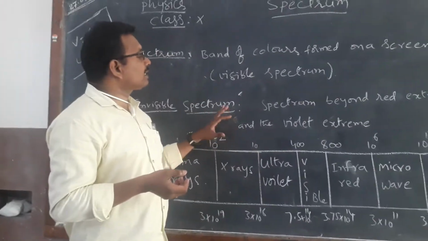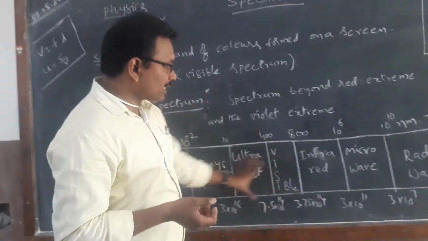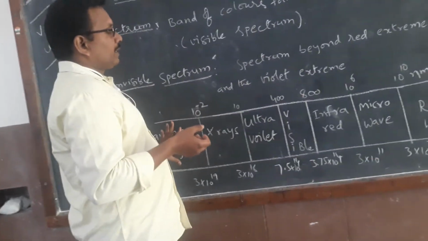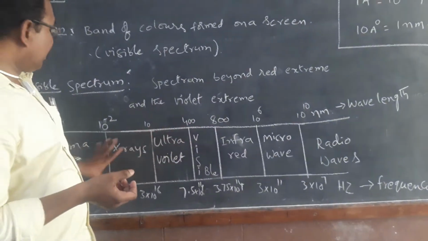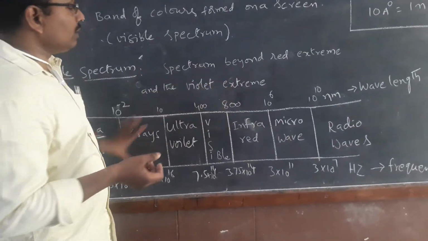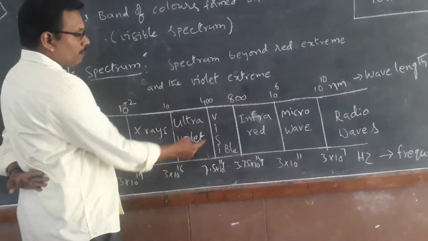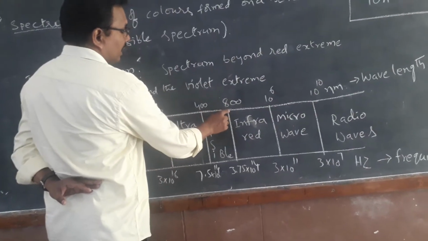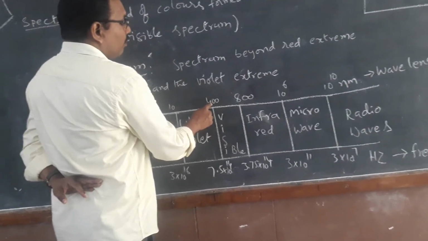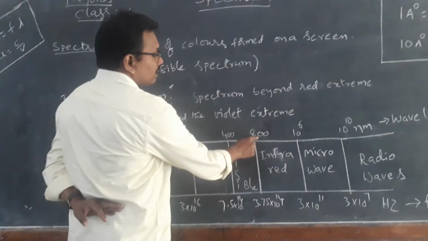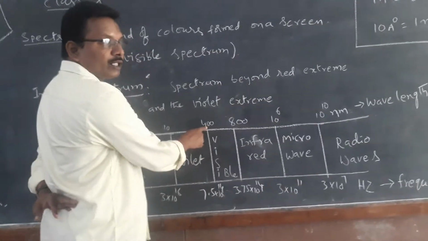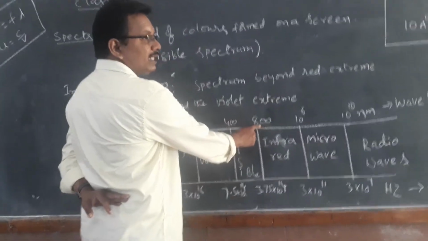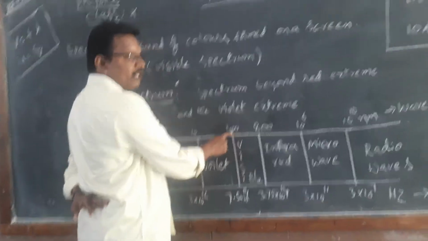Now, in this table, it is given clearly the wavelength of each color, each wavelength of the spectrum. Different radiations are given with different wavelengths. See, if you observe here, visible. What is that visible? Violet to red. Here the wavelength is 400 nanometer to 800 nanometer. Sorry, in angstroms it is 4000 angstroms to 8000 angstroms. In nanometer, 400 nanometer to 800.